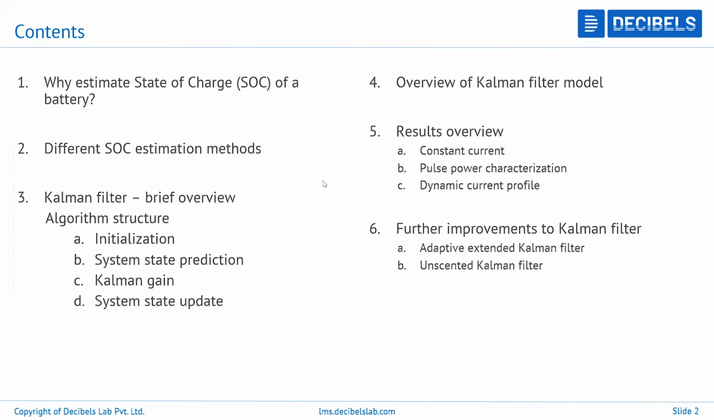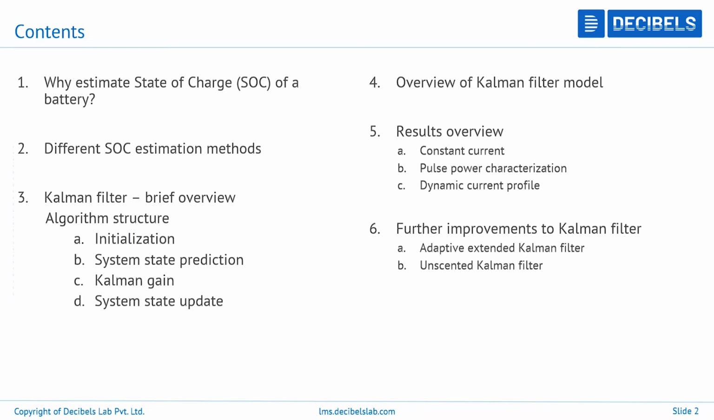After this, we will see a quick overview of the Kalman filter model. That is, what the inputs are, what the outputs are, and some of the interior components used in that particular type of model. And then we will have a quick overview of what the results will look like. Once you simulate the model, we will see how it looks for constant current and pulse power characterization, also called the pulse profile. We will also have a quick overview of the possible results that can be used as a validation point. Okay, so these are your overview of the results.